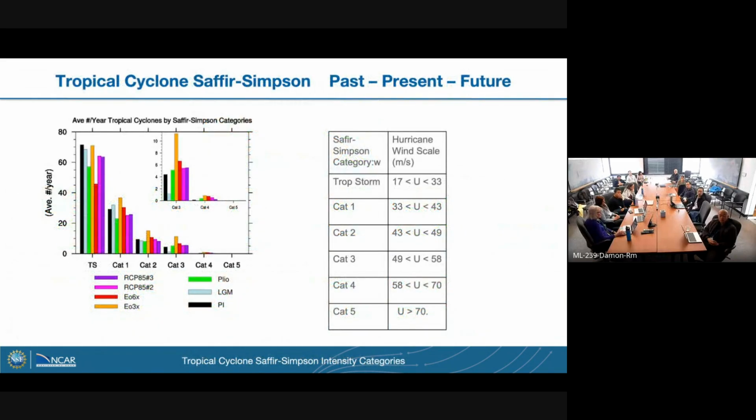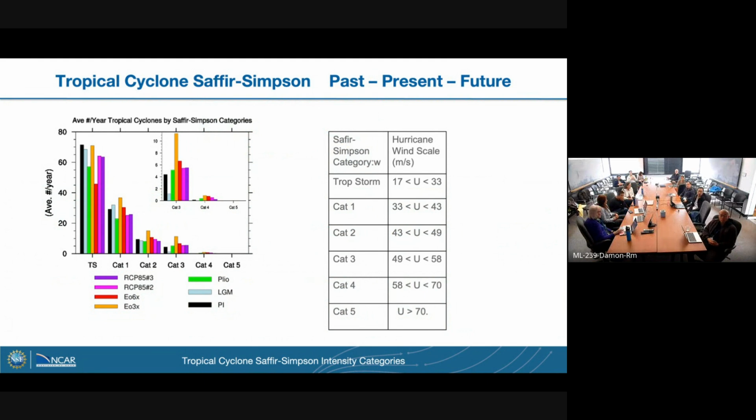And this just compares the actual different categories among these different simulations. The black is the PI, gray is LGM, that's the Pliocene, the orange and red are Eocene, and these more purplish are the RCPs. In particular, if you look at the stronger storms here, you see that LGM has much less Cat 3 storms and no Cat 4. Actually, I think it gets, well, it gets 1 Cat 3 storm per year.